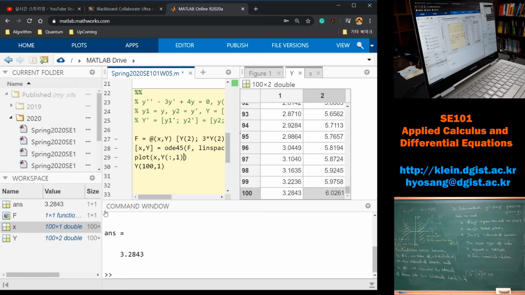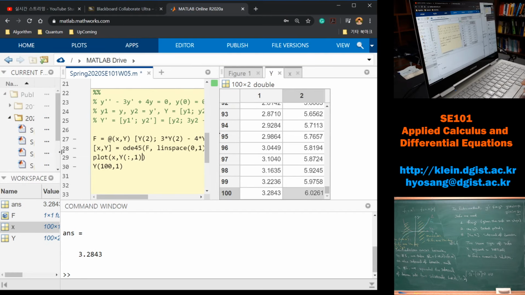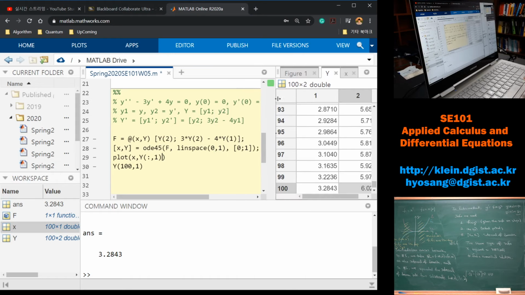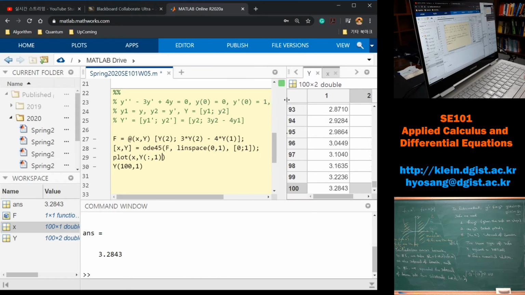Now, in the previous lecture, I mentioned how we can take a graph of the function around the initial point. ODE45 only gives a numerical solution from the initial point. So it doesn't give you the shape of the graph before the initial point. It only gives the graph after the initial point.